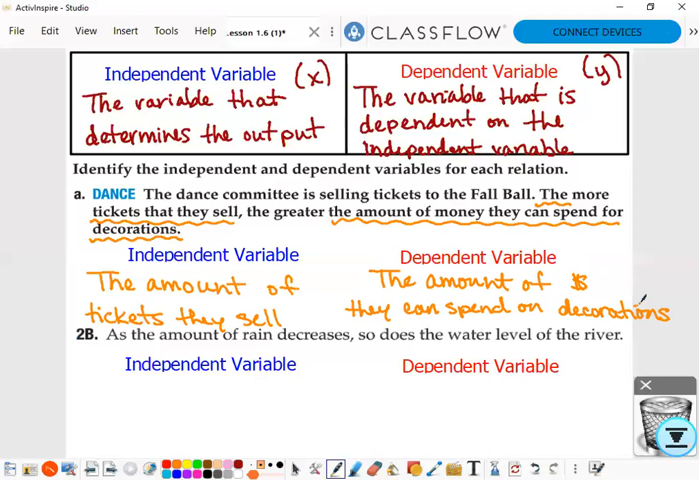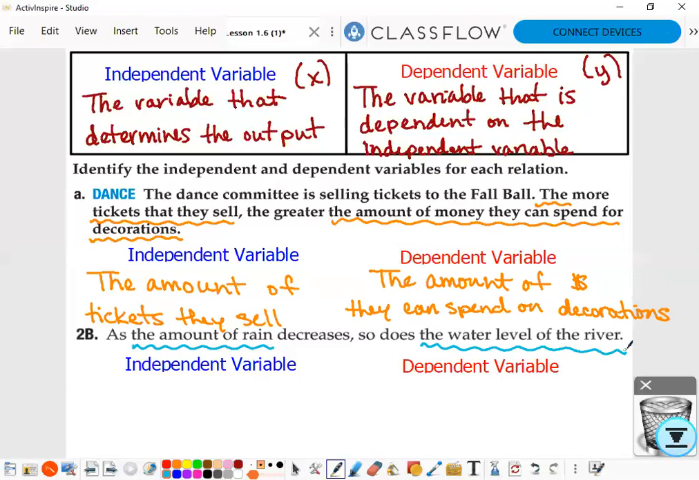All right, 2b. As the amount of rain decreases, so does the water level of the river. So again, first I like to underline, what are the two things I'm even dealing with in this problem? So I would say it's the amount of rain and the water level of the river. Those are really the two things I'm looking at. Notice I'm not underlining words like decrease, or in the other one, I didn't underline the words more or greater. I don't want to underline words like that that say whether it's going up or down. I just want to know about the general pieces that are making up this problem.